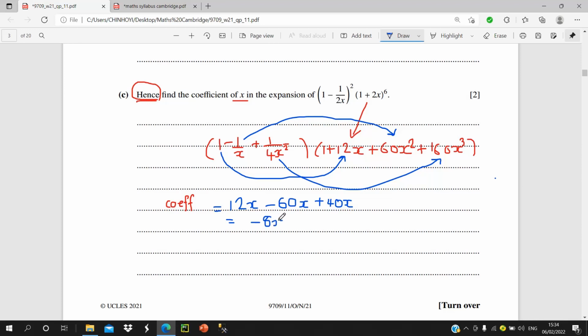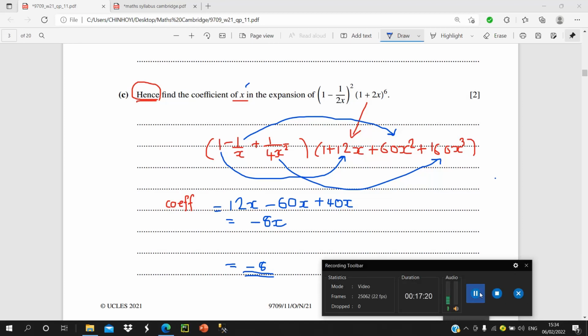So here we want the coefficient of x. So the required coefficient of x is minus 8, the term multiplying x. That is the required answer. So that's how we do the calculation.